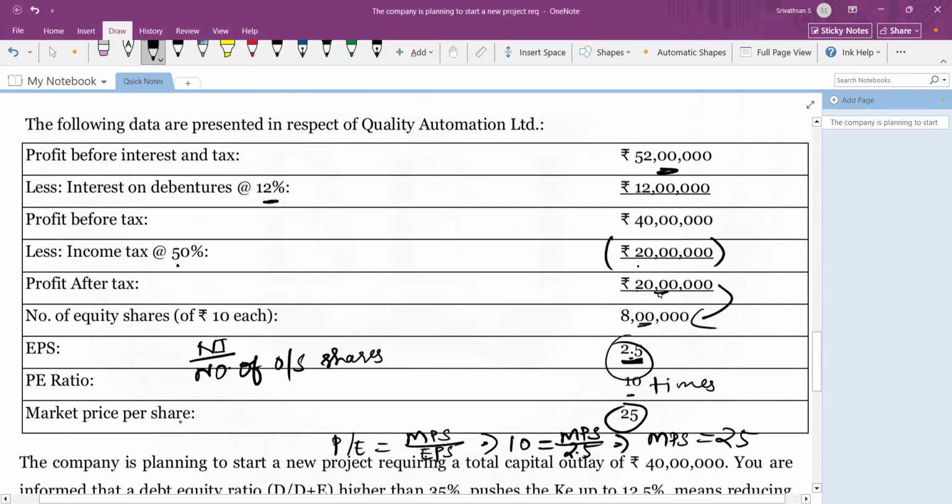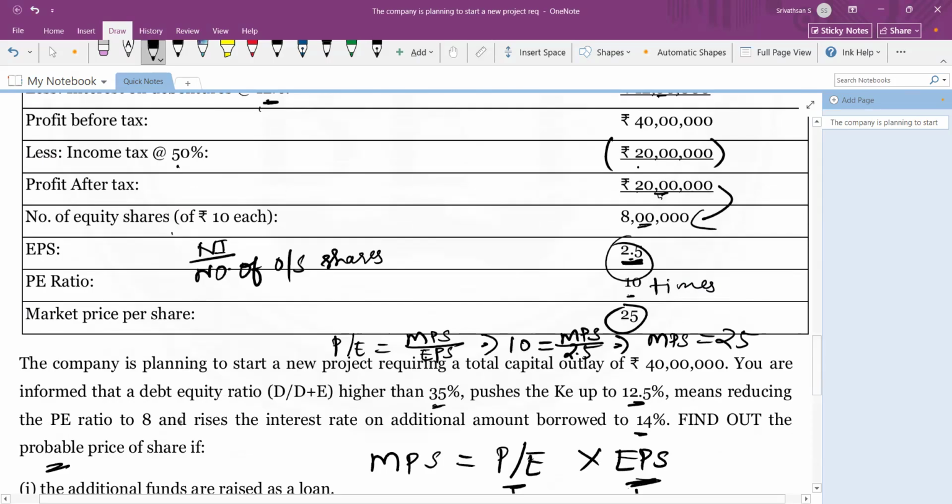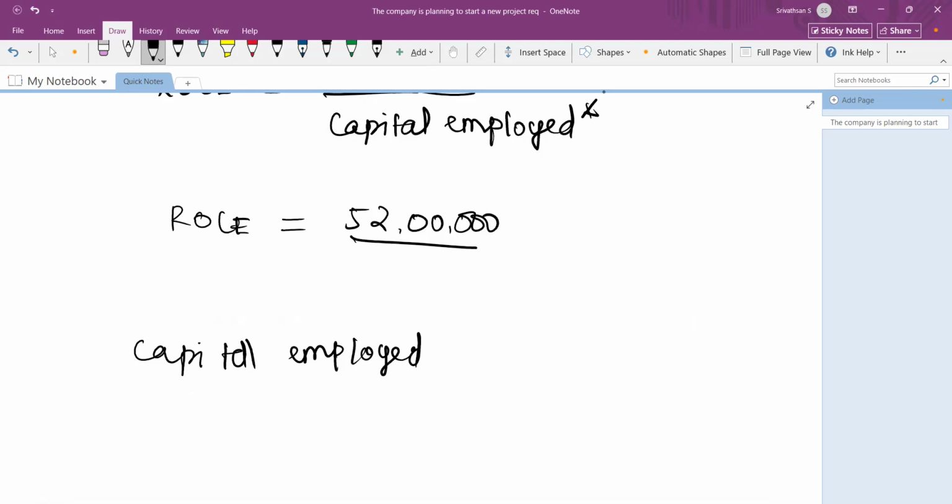Here the company has raised capital in the form of debentures as well as equity shares. No preference share capital is there in this question. The company has a 12% debenture on which they are paying 12 lakh rupees of interest. So what will be the value of the debt? To calculate the capital employed, capital employed is equal to debt plus equity. First, let's calculate this debt.